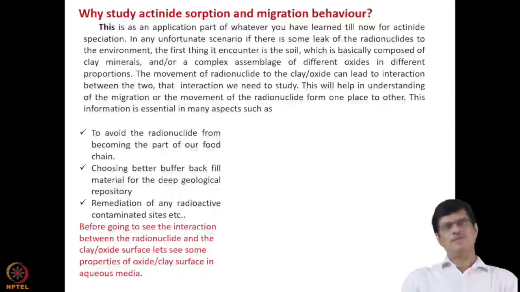This is actually the application part, and whatever we have already studied in actinide speciation as well as complexation applies here. In any unfortunate scenario, if there is some leak of the radionuclide to the environment, as we have already mentioned, by accidents, or from the vitrified waste blocks under the deep geological repository, or finally from nuclear weapon testing, where a lot of actinides are present, we try to understand this actinide sorption and migration behavior. This will help us understand the migration and movement of the radionuclide from one place to another.